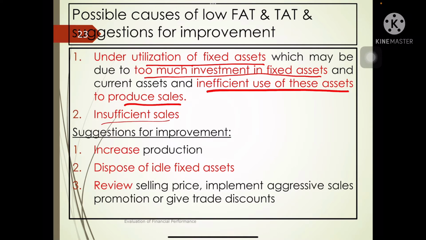Alright, suggestions for improvement. Number one, we have to increase production, and then the company should dispose of the idle non-current assets, which they really do not need. They also have to review the selling price, implement aggressive sales promotion in order to make more sales, and also give more trade discount.